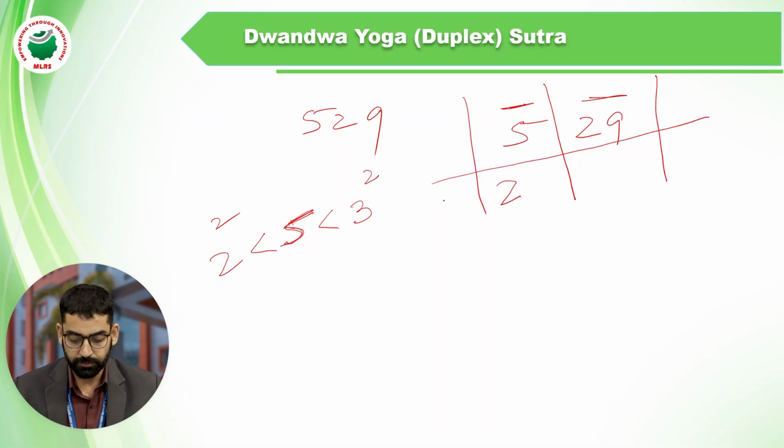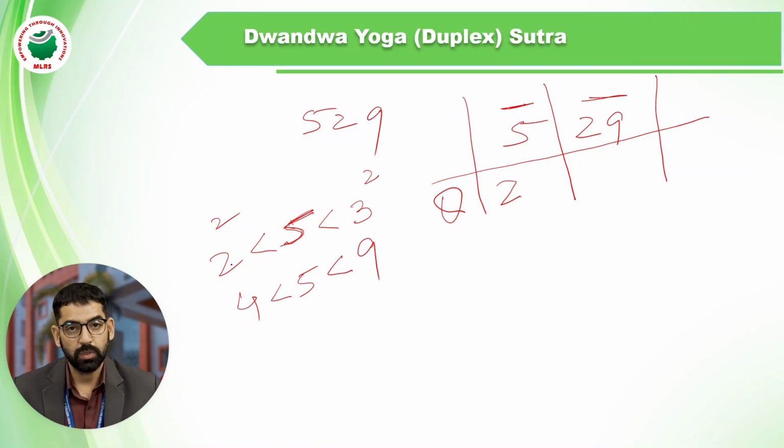So 2 is the first quotient, that is, the number whose square is less than the number 5. If you can see here clearly, 2 square, which is 4, is less than 5, and 5 is less than 3 square, which is 9 in this case. This 2 is the number whose square is less than the given number 5. So the first quotient that we take is 2.